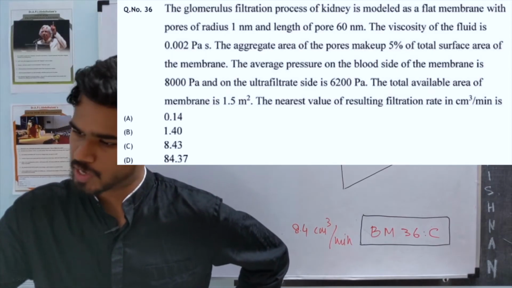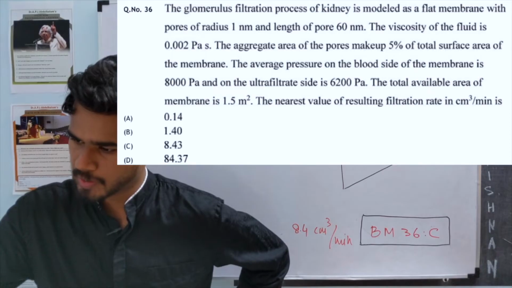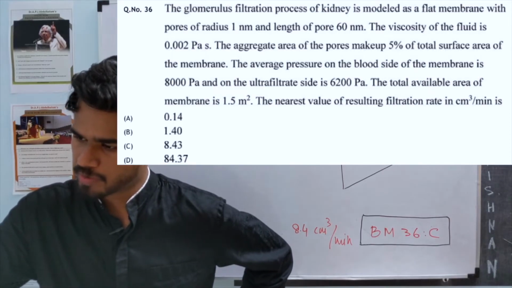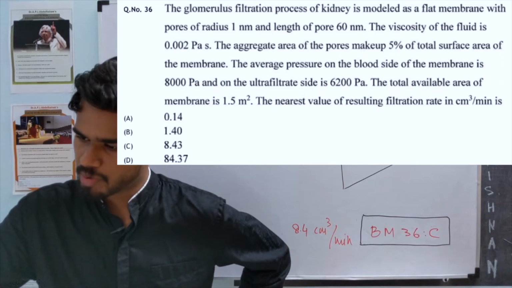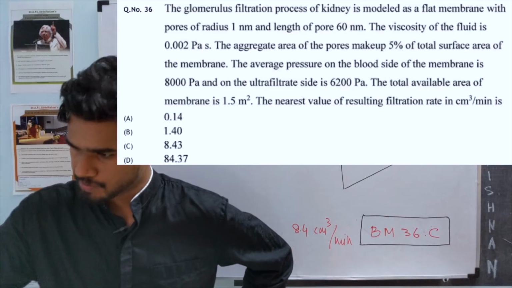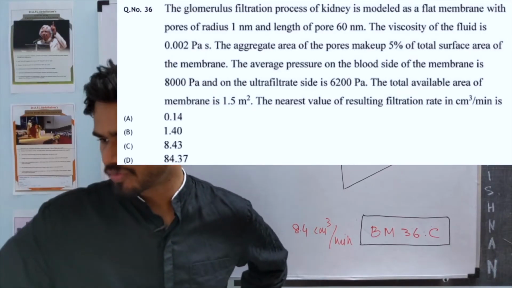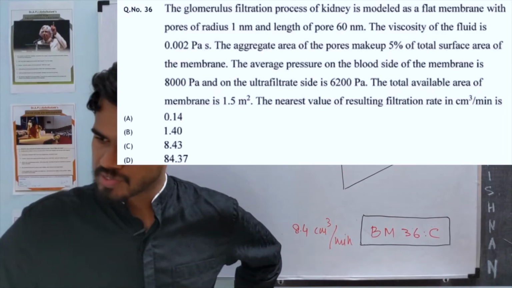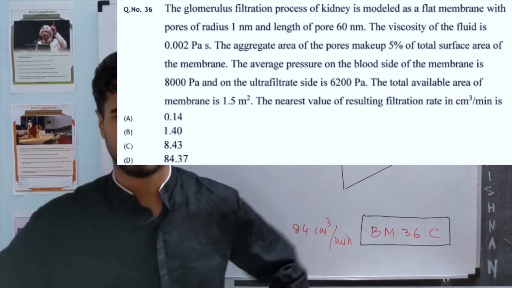and length of pore 60 nanometer. The viscosity of the fluid is 0.002 Pascal second. The aggregate area of the pores make up 5% of the total surface area of the membrane. The average pressure on the blood side of the membrane is 8000 Pascal and on the ultrafiltrate side is 6200 Pascal. The total available area of membrane is 1.5 meter square. The nearest value of resulting filtration rate in centimeter cube per minute is.